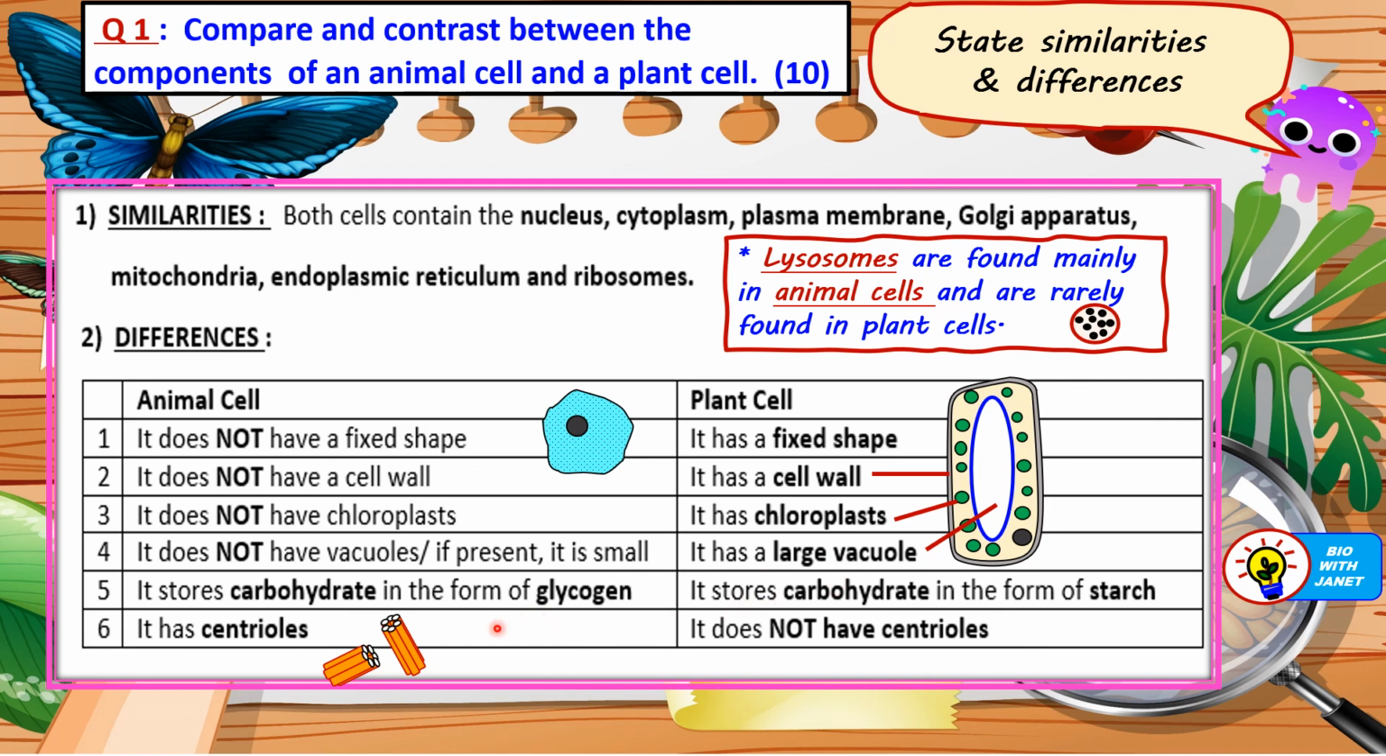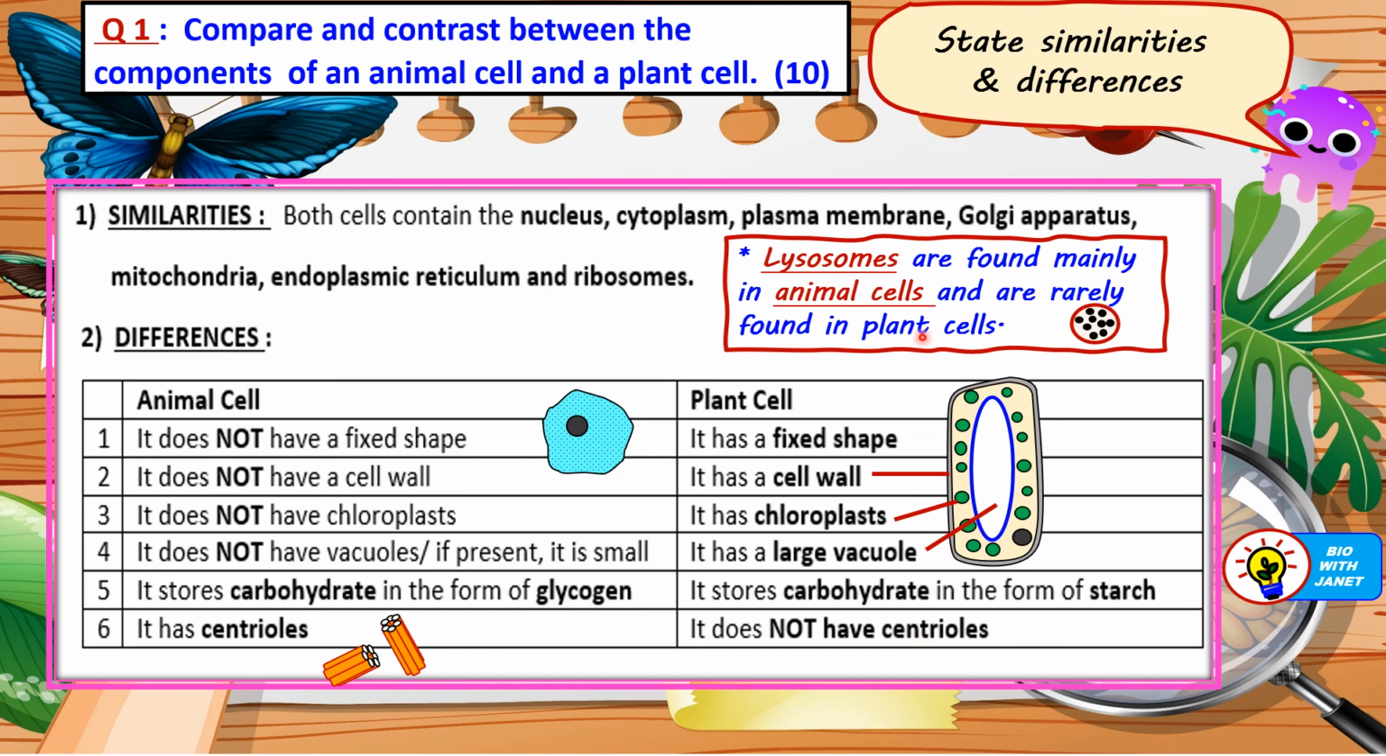Now, an animal cell stores carbohydrates in the form of glycogen, not starch. But plant cells store carbohydrates in the form of starch. Now, both glycogen and starch are called polysaccharides. So they are complex carbohydrates, but their structure is different. Then we have centrioles. So this is the one organelle found in animal cells that is not found in plant cells. Animal cells have centrioles that are involved in cell division to form the spindle fibers. But plant cells do not have centrioles. They can still carry out cell division without centrioles.